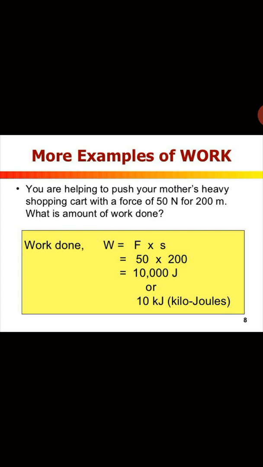Now 1 kilojoule is 1000 joules. So if you want to remove those 3 zeros, instead of 10,000, you may remove the 3 zeros and you may write the answer in kilojoules also. So to convert joules to kilojoules, if you have many zeros, you can divide the answer by 1000. That joules gets converted to kilojoules. So if you divide 10,000 by 1000, 3 zeros get cancelled and you're just left with 10. So the work done is 10 kilojoules.